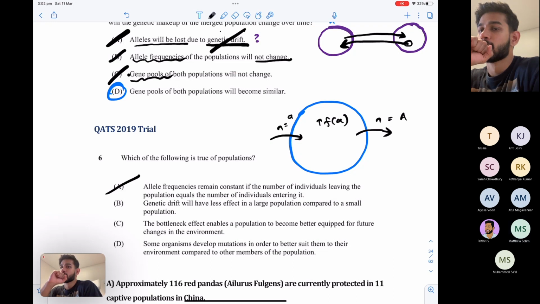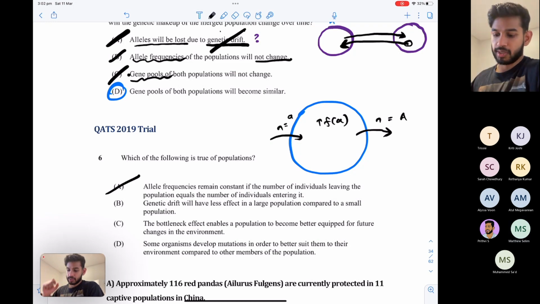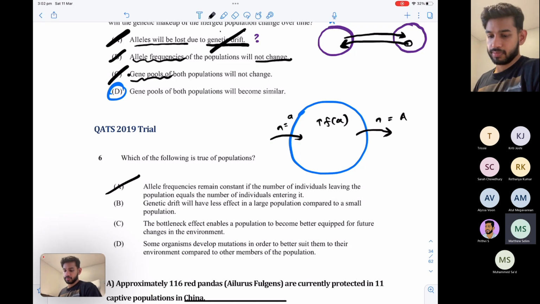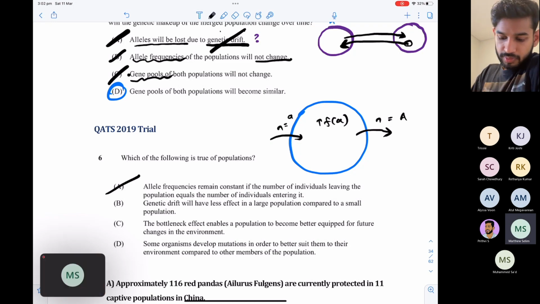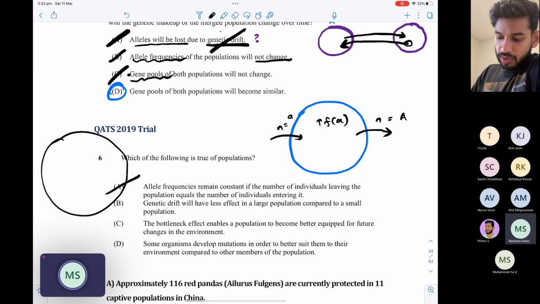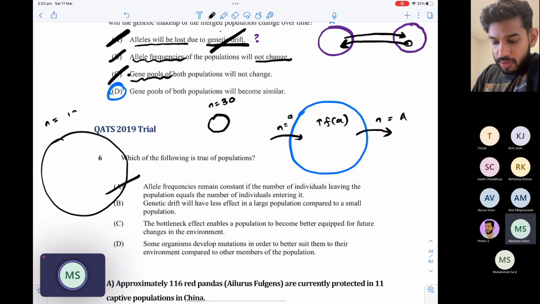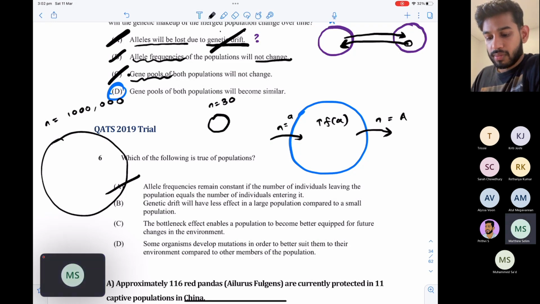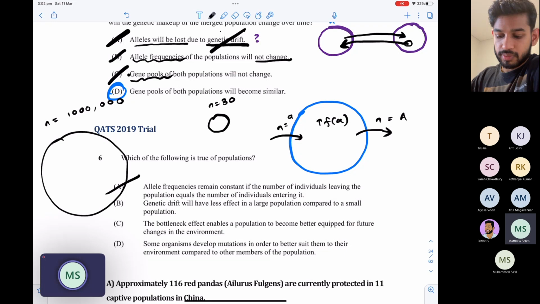That's correct. Why do you say that? Because you have a greater number. It's like saying you have a smaller population, so even though the frequency could be the same, you have a larger number of organisms with that allele. So if you cut the same section of a larger population or a smaller population, the larger population won't be as affected.